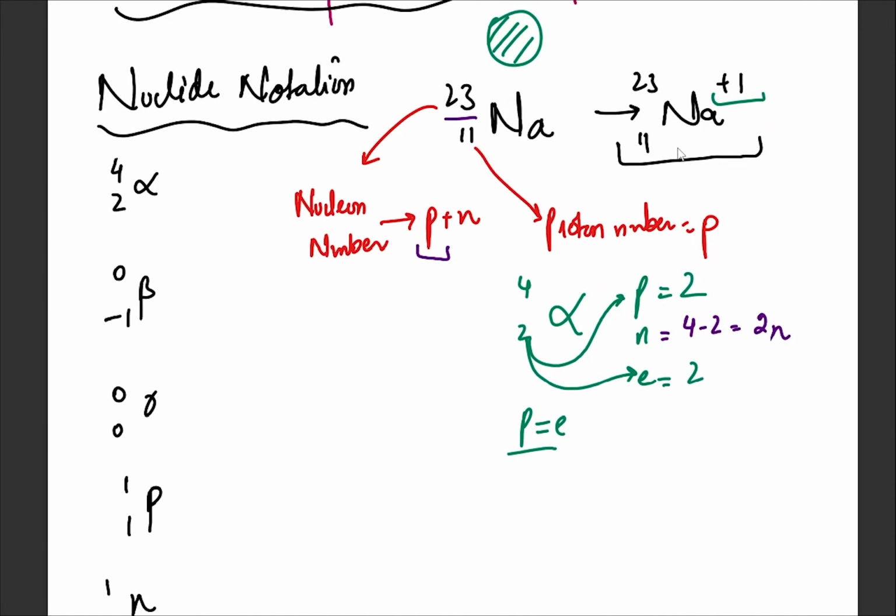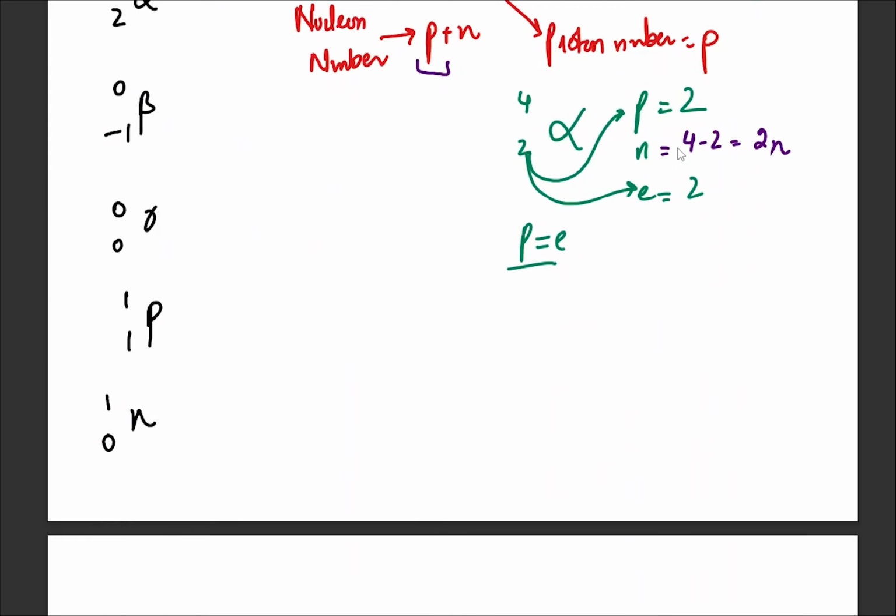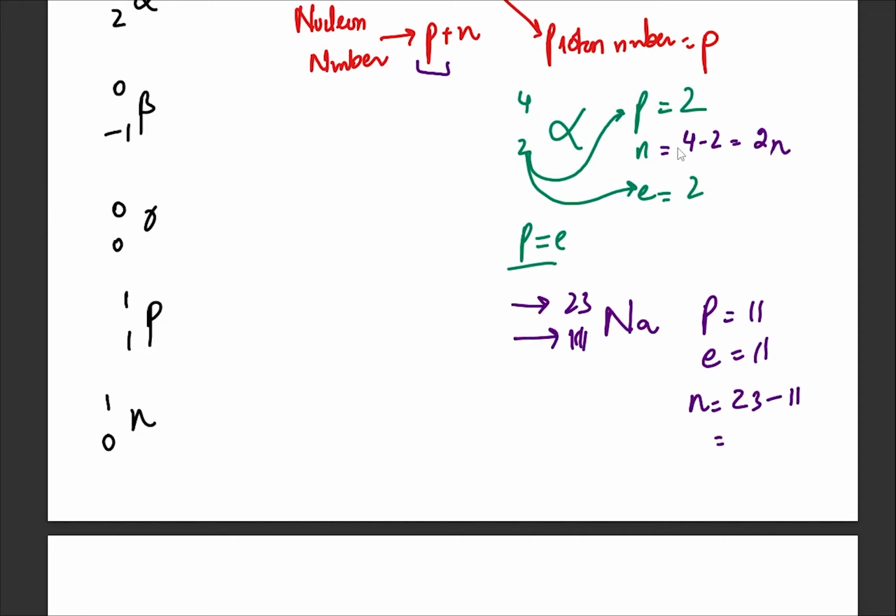Now let's apply the same exercise for the sodium atom that we have over here. Sodium is 23 and 11. If I had to mention protons and electrons, I will just look at the lower number and say that they are equal. If I had to write down the number of neutrons, I have to take the subtraction of the upper number with the lower number. So 23 minus 11 gives me 12 neutrons. The number of neutrons inside the atom will be 12, and the number of protons inside the atom will be 11. The number of electrons on the outside of the nucleus will be 11, if this is neutral.